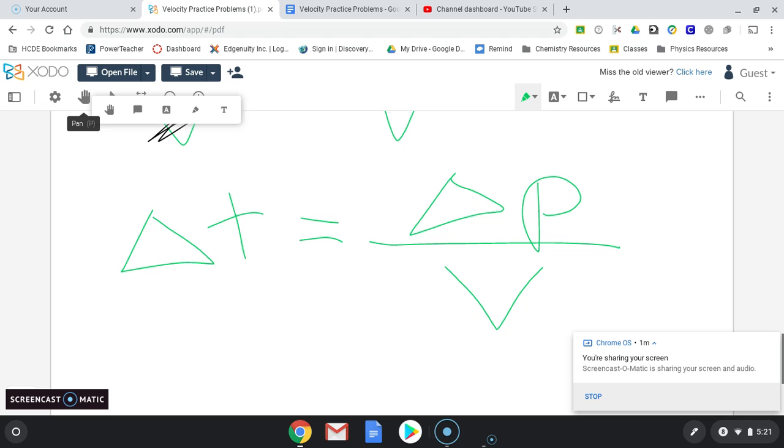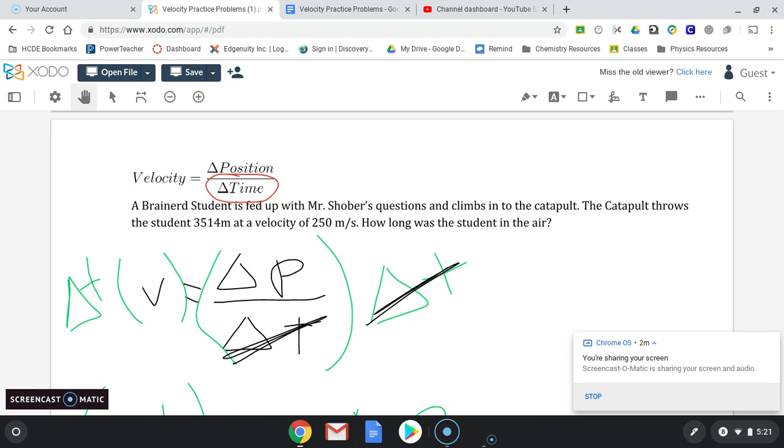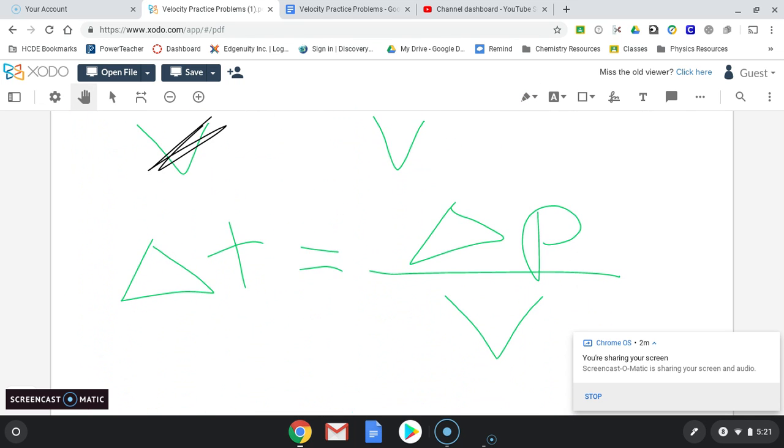So let's find delta P first. So we'll put that in red. So delta P, we scroll up. Delta P is how far the student, in this case, a brand new student, who is fed up with Mr. Schober's questions and climbs into a catapult. The catapult throws the student 3,514 meters. So that's our delta P. We'll come down here, write that in.